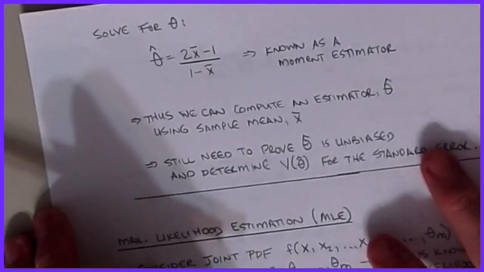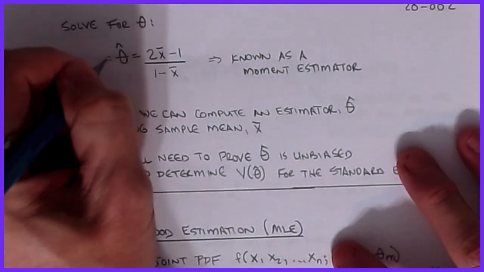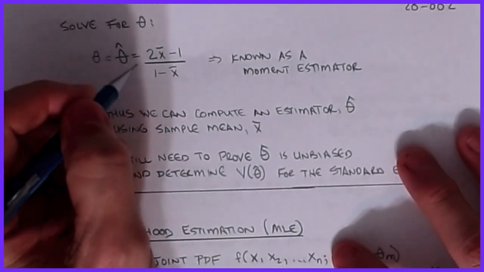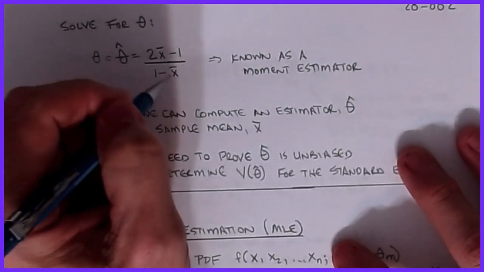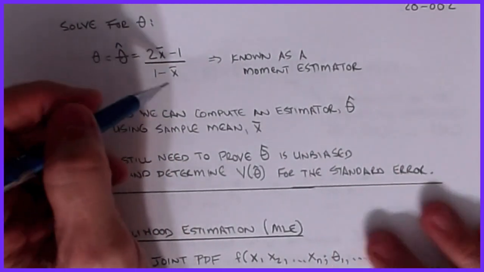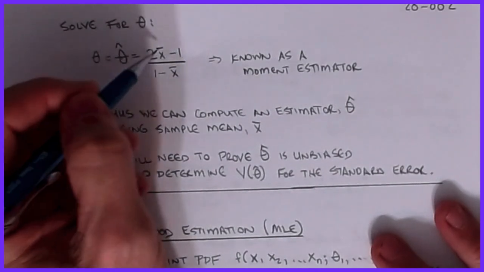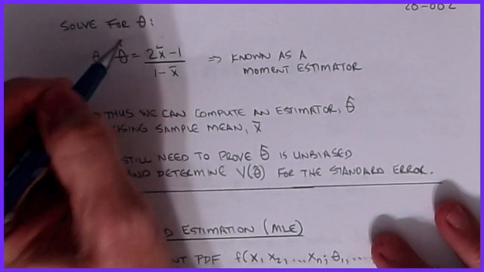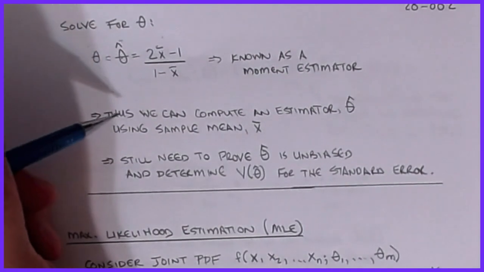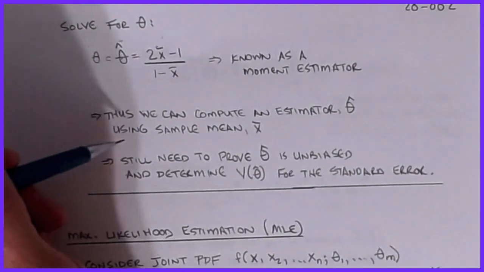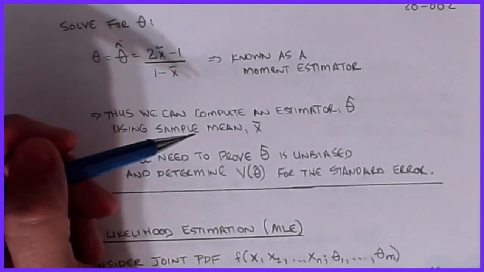I can rearrange all of this formula and solve for theta, because what we're after is saying that theta is equal to theta hat. If I rearrange all that and solve for theta out of that equation, I get the formula (2 x bar minus 1) over (1 minus x bar). And that's known as the moment estimator for this particular problem. So now I've got a construction technique: I take my sample data, that becomes my estimator, and then that will match my theta. You can see how we kind of worked our way backwards on this. So we can compute any estimator theta hat using a sample mean x bar for this particular problem, the way that we set all that up.